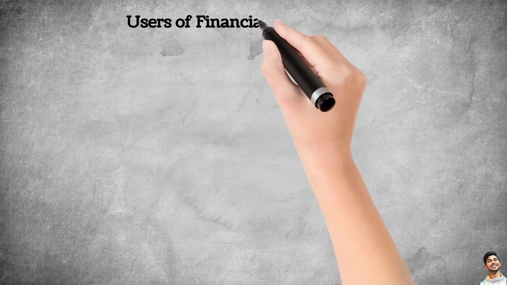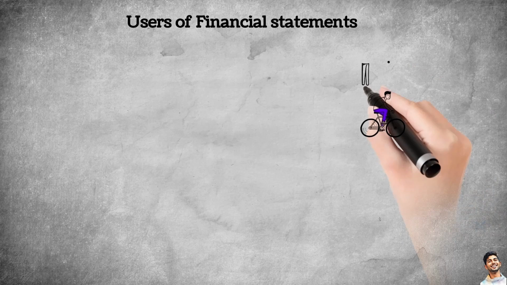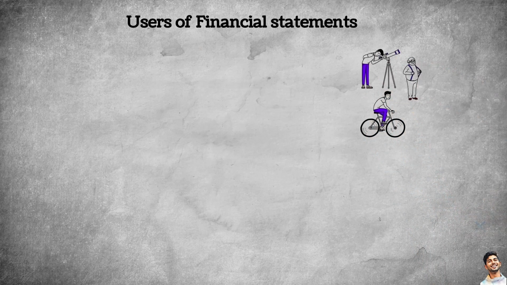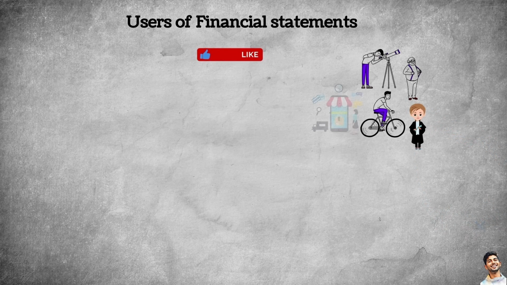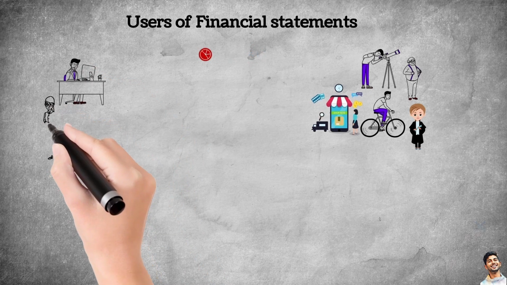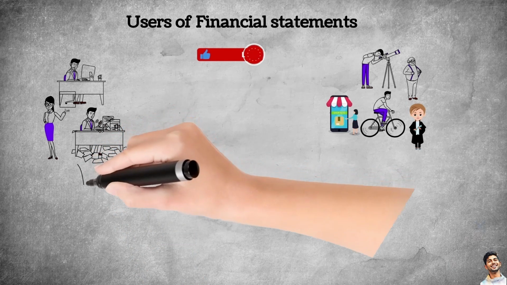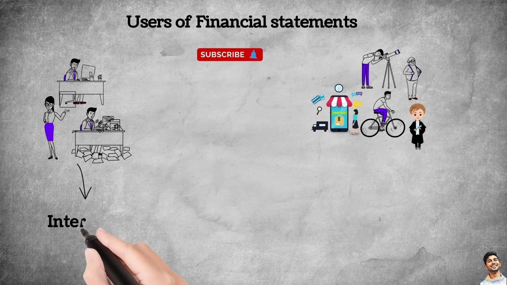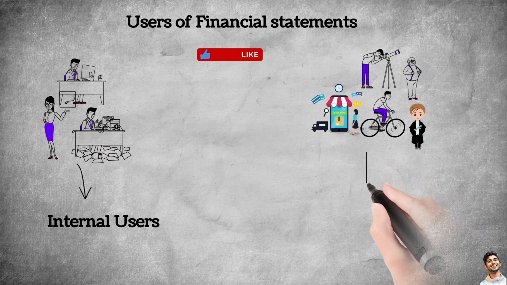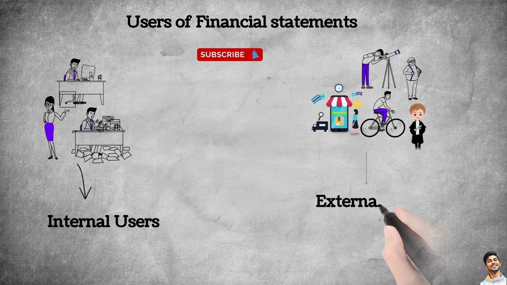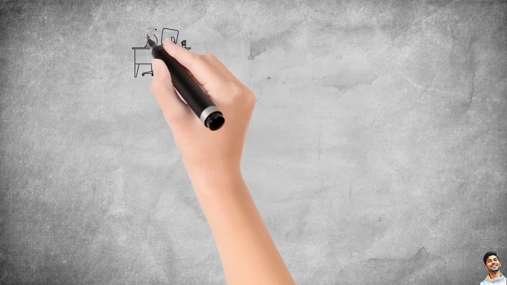So now we'll look at the users of the financial statements. Financial statements are not just made for one person. They are used by different people for different reasons. And broadly, we divide these users into two groups: internal users and external users. Let's go through them.